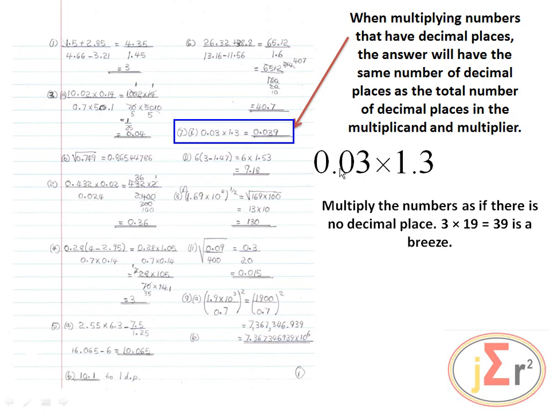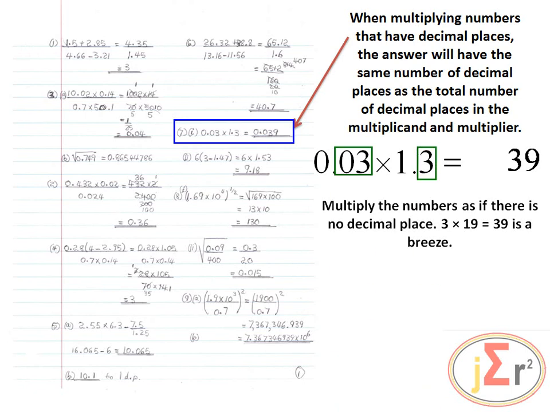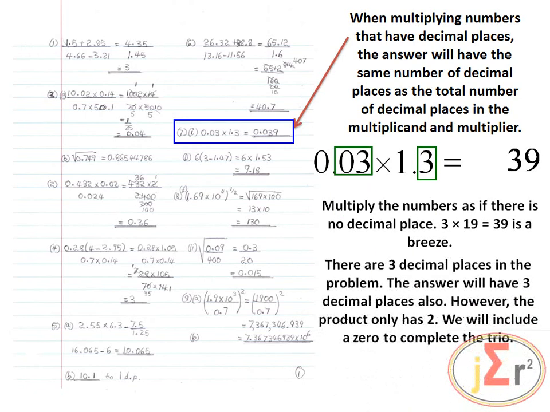So we will multiply 3 by 13, and we know that that is 39. No problem there. 3 times 13, 39. That is a breeze. Now, there are 3 places of decimal in the problem. The answer will have 3 places of decimal also. However, the product only has 2. We will include a 0 to complete the trio. So the product has 2 digits, but we have 3 decimal places here. So we need to throw in another 0 to complete the trio.